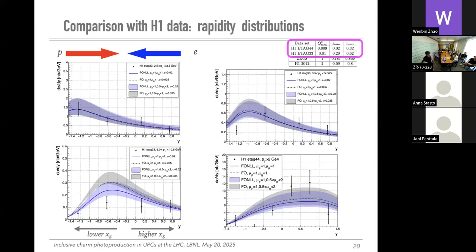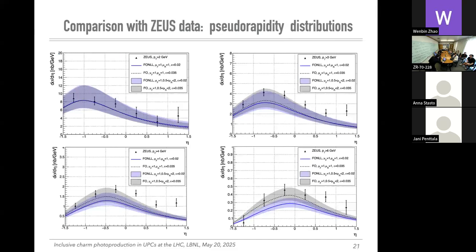Quickly, the rapidity distributions. This is for bins of PT, low PT bin 3 to 5, 5 to 10, and then this is a different energy. You see the quality of the data and the shapes; it roughly agrees. By the way, here, proton is going into the positive rapidity region. Same thing with ZEUS, so more or less consistent here. At high PT, you start to see the same effect.